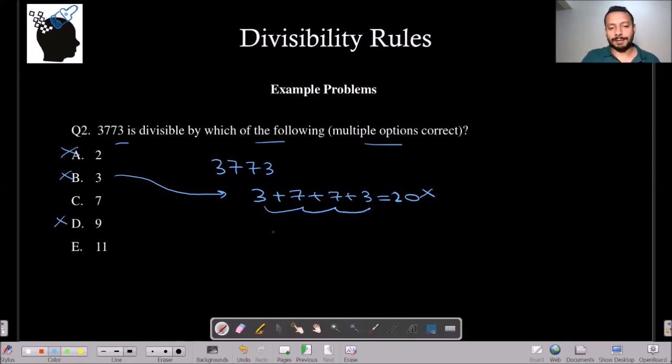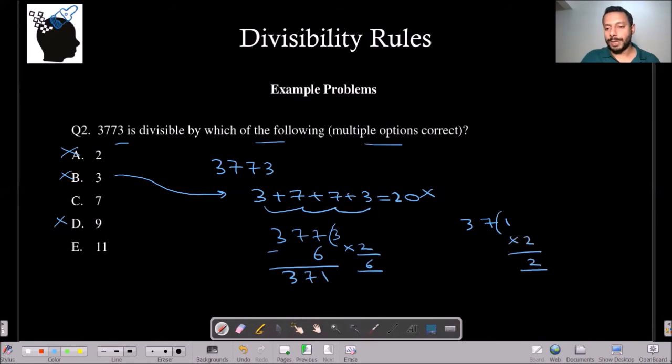Now let's try with 7. So 3773. Let's take out the last number, which is 3, and multiply by 2 to get 6. Let's subtract 6 from 377 to get 371. Let's do the process again. Let's take out the last number, which is 1, and multiply by 2 to get 2. Again, subtract 2 from 37 to get 35. We know 35 is divisible by 7. So that means 3773 is divisible by 7.